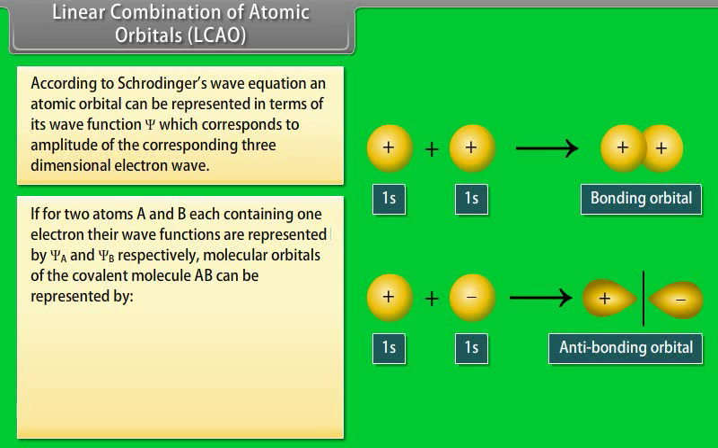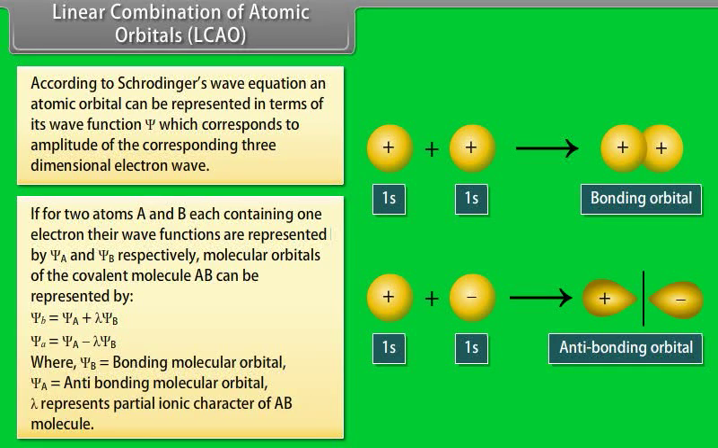Molecular orbitals of the covalent molecule AB can be represented by psi b = psi A + lambda psi B, and psi a = psi A - lambda psi B, where psi b is the bonding molecular orbital and psi a is the anti-bonding molecular orbital. Lambda represents the partial ionic character of the AB molecule.